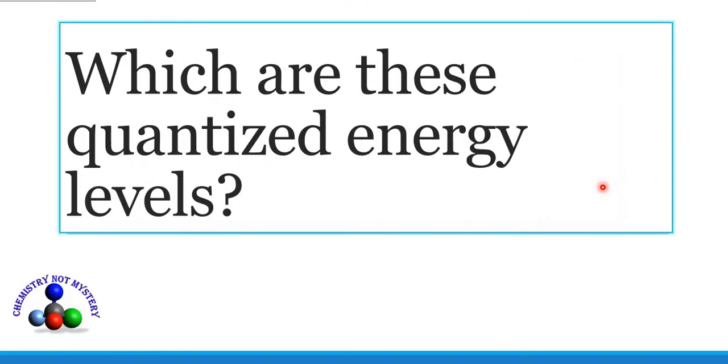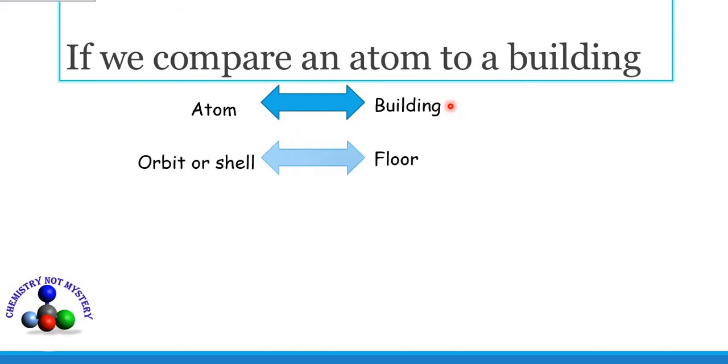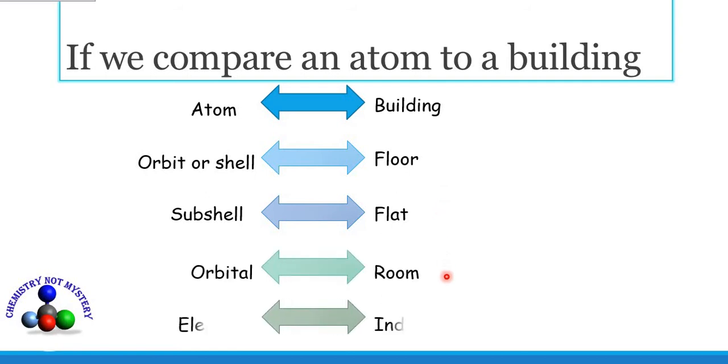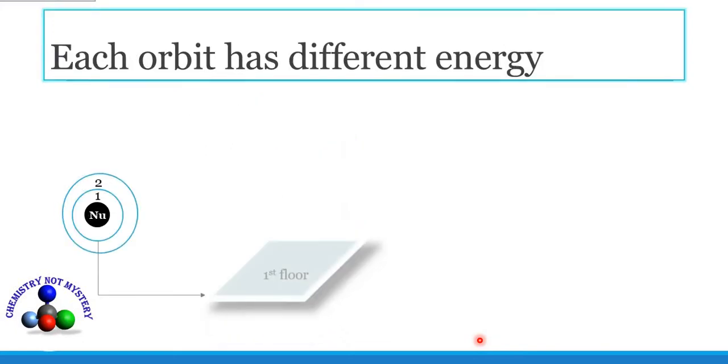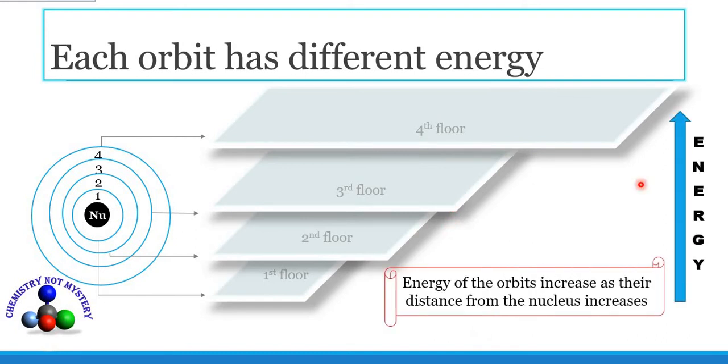The distribution of electrons in these energy levels is called electronic configuration. So, what are these quantized energy levels? You can understand it if we compare an atom to a building. Then floors can be compared with the orbits or shells, flats with the subshells, rooms with the orbitals, and individuals with the electrons. Orbits can be compared with the floors. As we go up in a building, the potential energy of the floor increases. Similarly, the energy of an orbit increases as its distance from the nucleus increases.